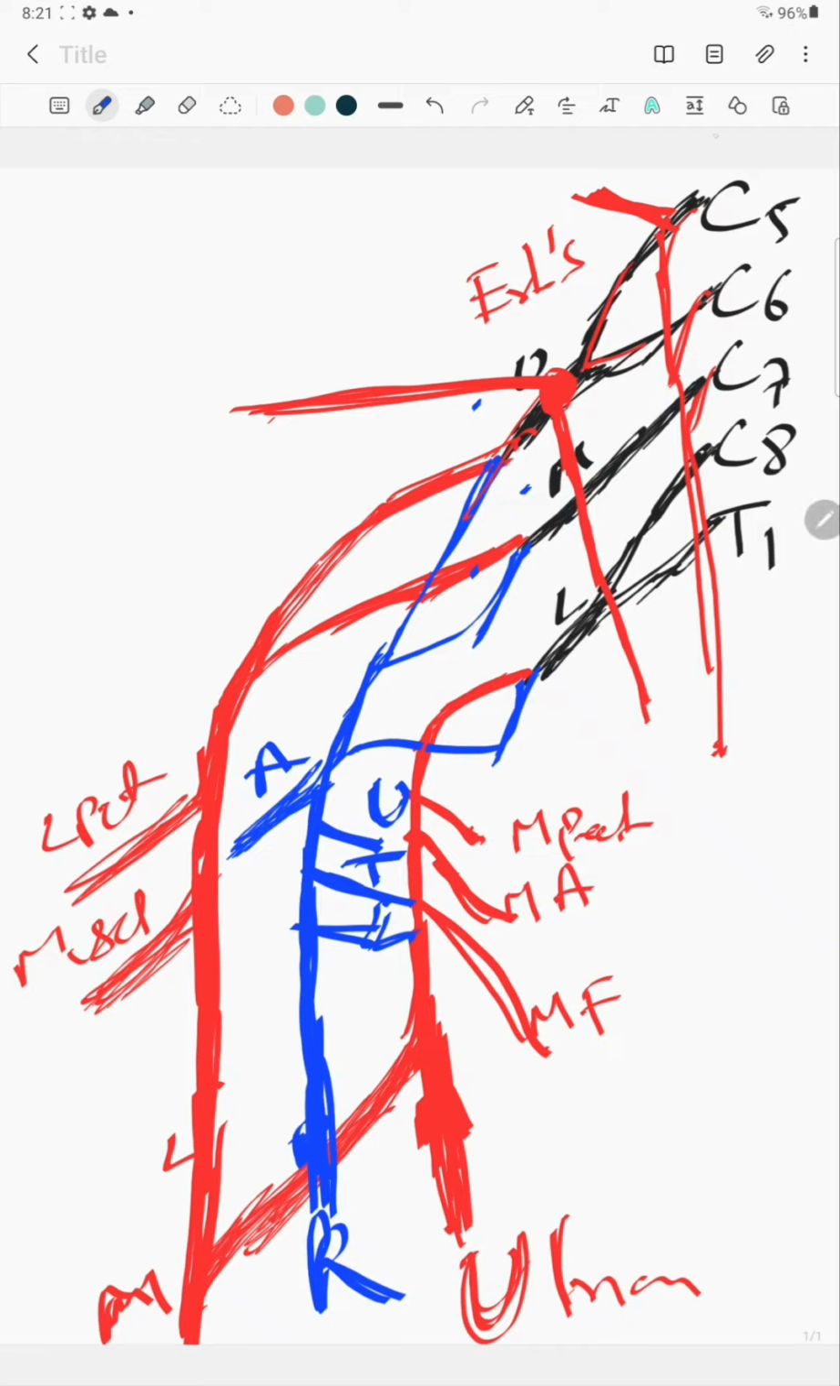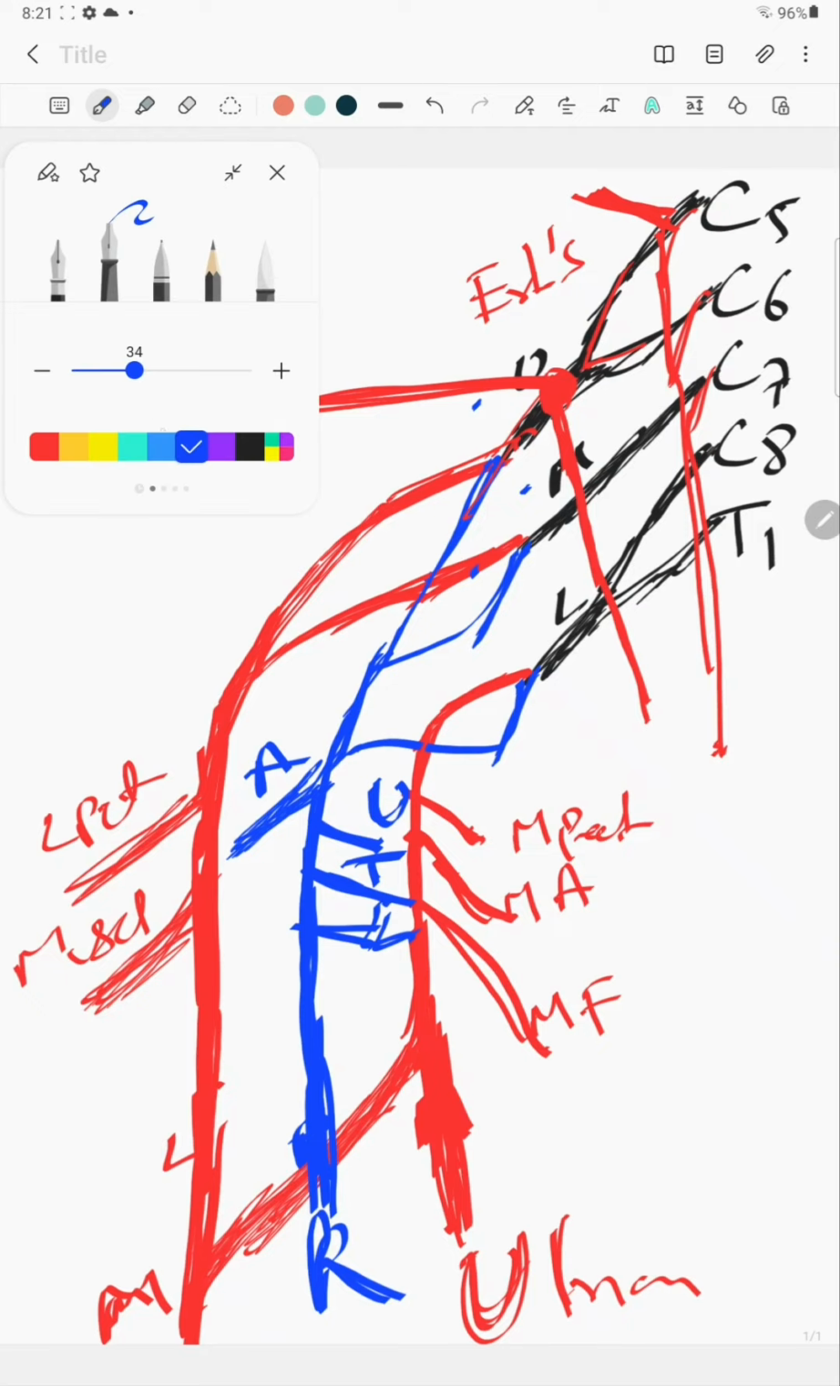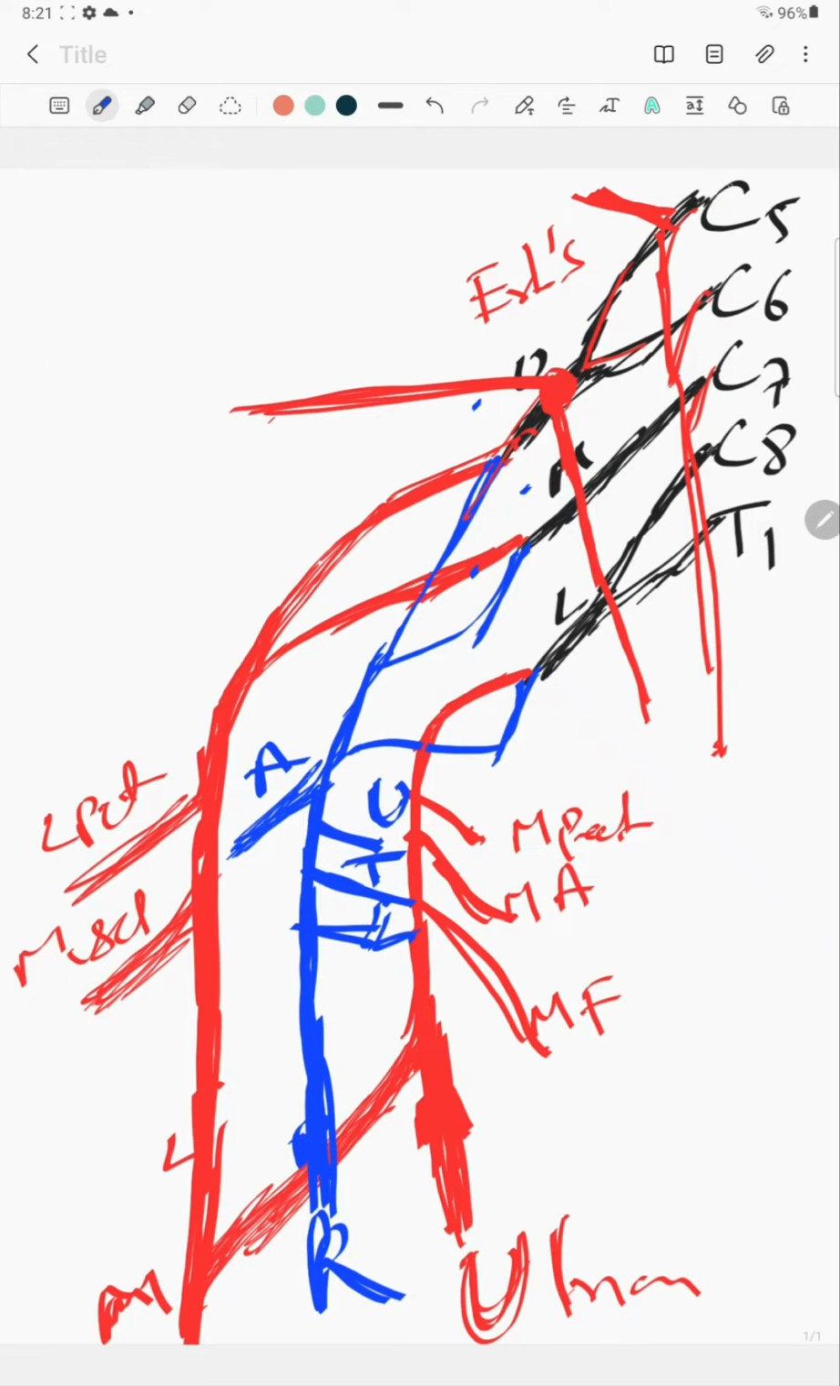Now, if the C4 root gives fibers to the brachial plexus, then it is known as prefixed. If T2 gives fibers to the brachial plexus, then that kind of brachial plexus is known as postfixed brachial plexus. So commonly it is the C5, C6, C7, C8, T1 roots. If C4 gives fibers, then it is a prefixed brachial plexus. If T2 contributes fibers to the brachial plexus, then it is known as a postfixed brachial plexus.